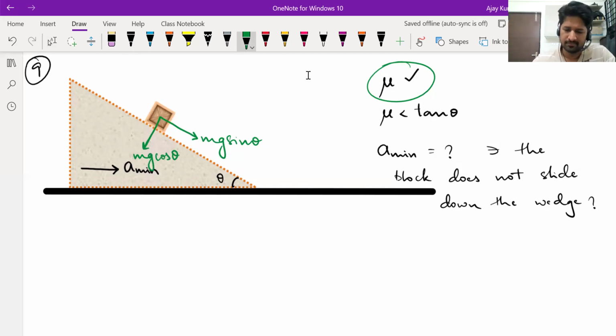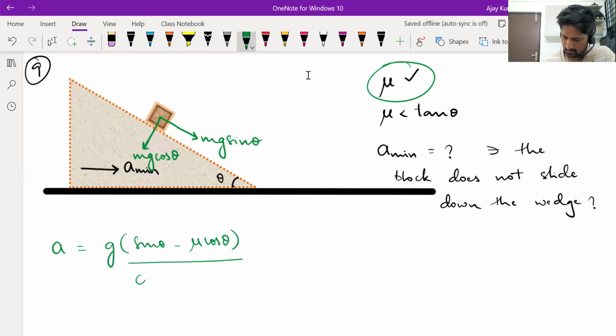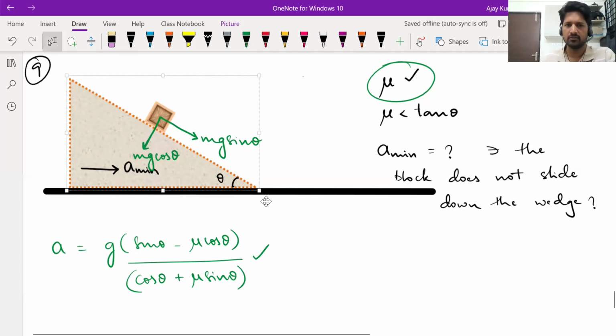Acceleration equal to g into sin theta minus mu cos theta by mu sin theta plus cos theta. Okay, I think this is correct. We'll see. Vanilla, how did you solve? So I took pseudo force and balanced all the forces. Okay, you considered the situation with respect to the wedge. Okay, good.